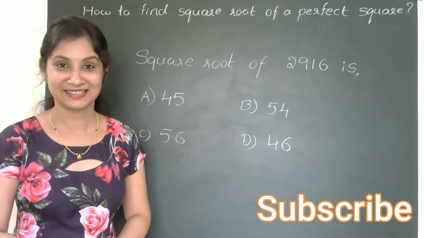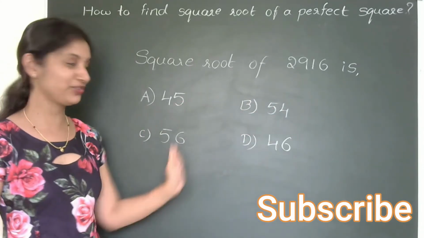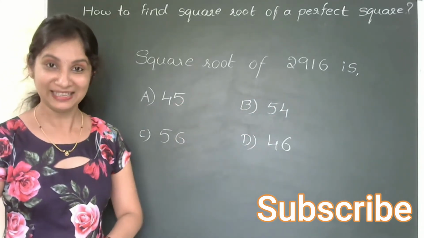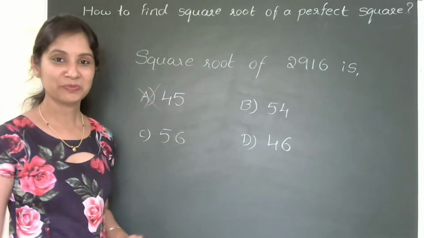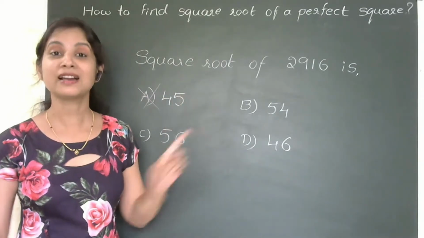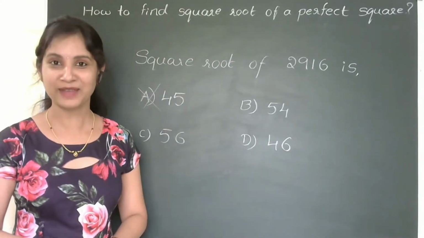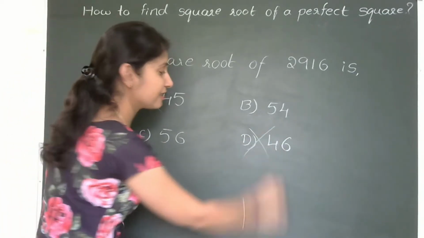4916 is? You are given 4 options here: 45, 54, 56 and 46. Here I am going to cancel the first option directly because the number is ending with 5. Its square must contain the unit place as 5 only. Now among these 3 I am going to cancel 46 also.